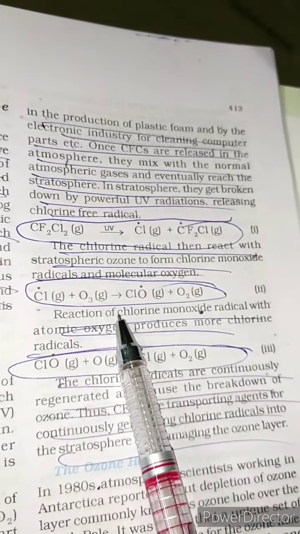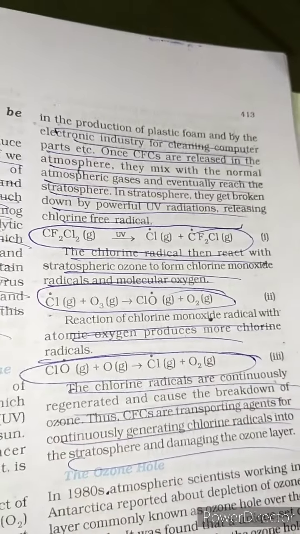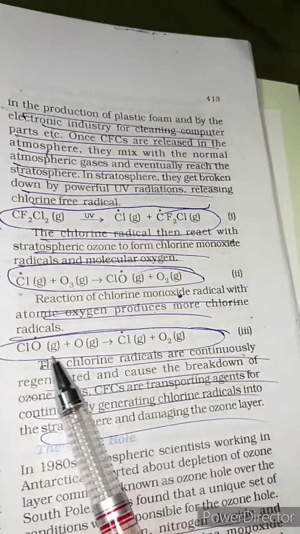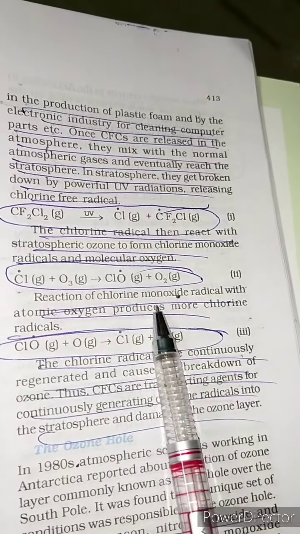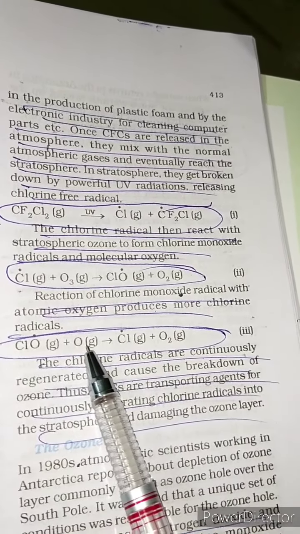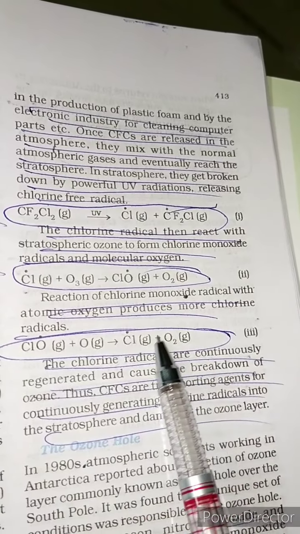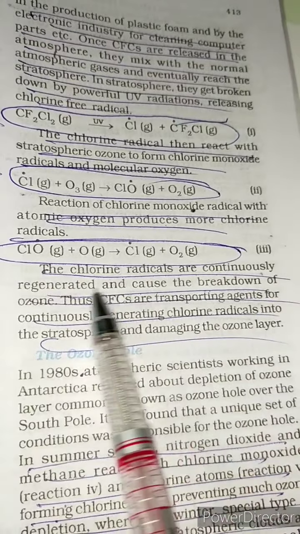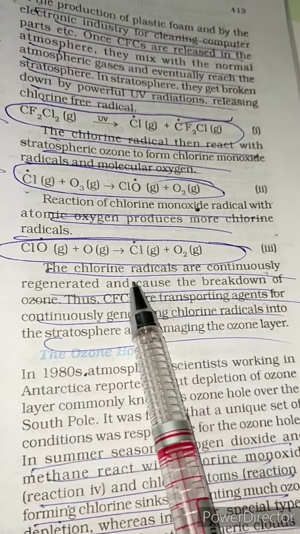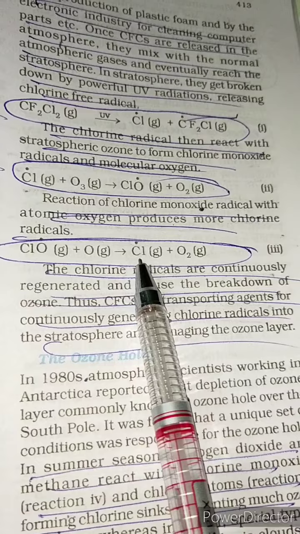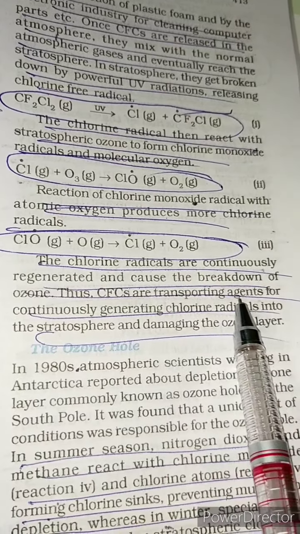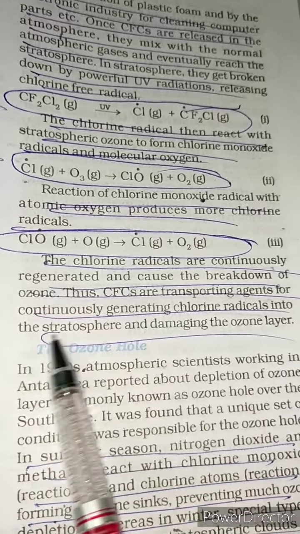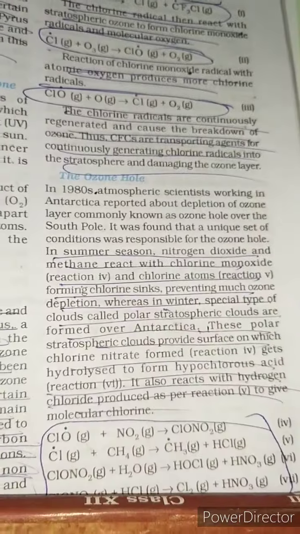A reaction of chlorine monoxide radical with atomic oxygen produces more chlorine radical and O2. Now the chlorine radicals are continuously regenerated and cause the breakdown of ozone. Due to this, the CFCs are transporting agents for continuously generating chlorine radicals in the stratosphere and damaging the ozone layer.